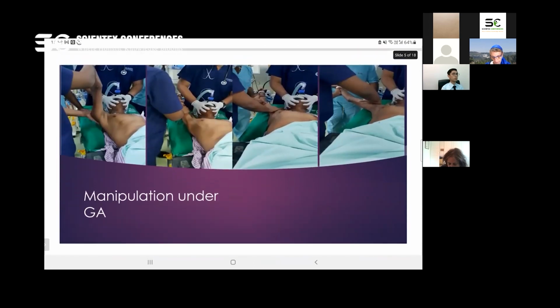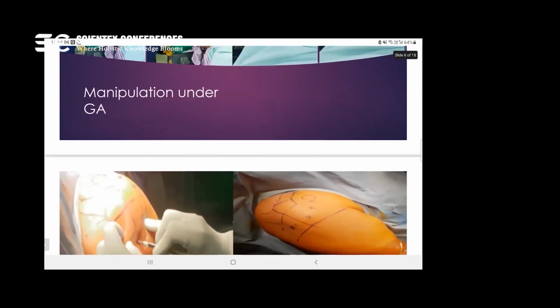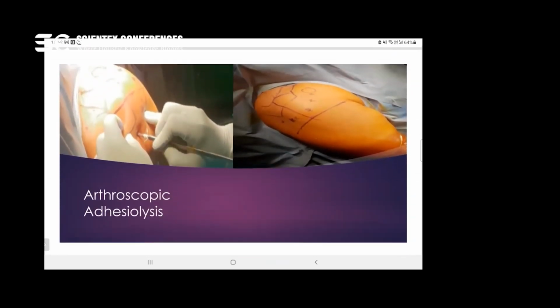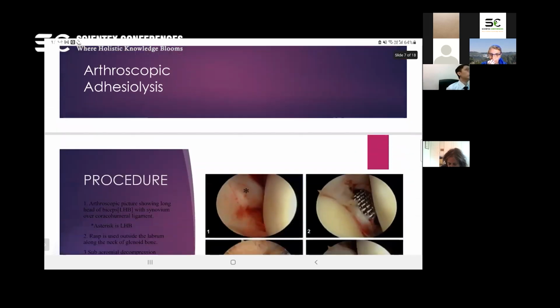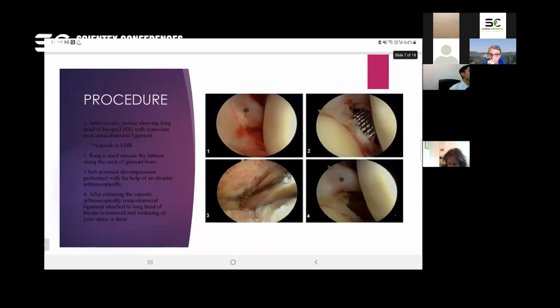This is the photograph which was taken while we were performing manipulation under general anesthesia in one of our patients. And this is how we positioned the patient during arthroscopic adhesiolysis, and these are the portals which we used for it. In arthroscopic adhesiolysis, we positioned the patient in the beach chair position.